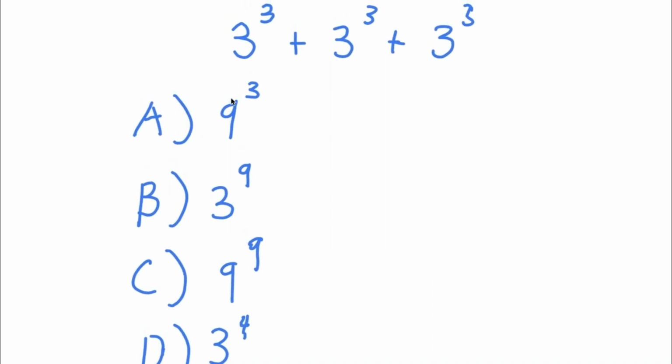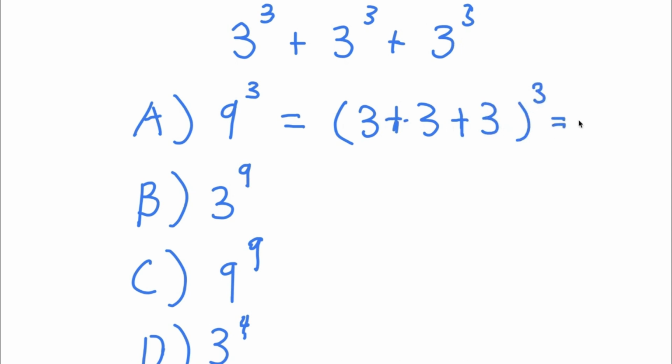So let's first start off with A, 9 to the power of 3. So to actually get the value of this, I would have to add all of the bases and keep the exponent the same. So I would do 3 plus 3 plus 3, and I just keep the exponent the same. So it's simply 3, and 3 plus 3 plus 3 is 9, so I get 9 to the power of 3. And this method is actually wrong. That's not the correct way to add exponents.